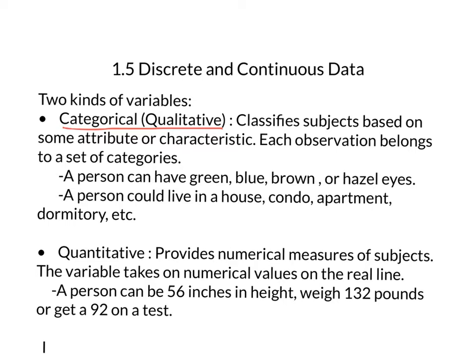The second type of variable is quantitative. And quantitative variables provide numerical measurements of subjects. The variables take on numerical values on the real line. For example, a person can be 56 inches in height. So a variable with the name height would be a quantitative variable.